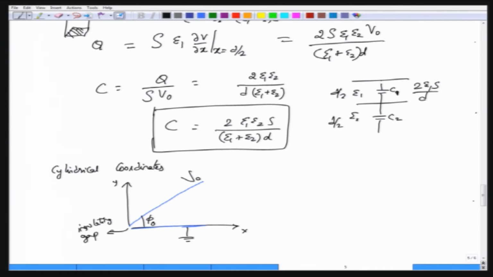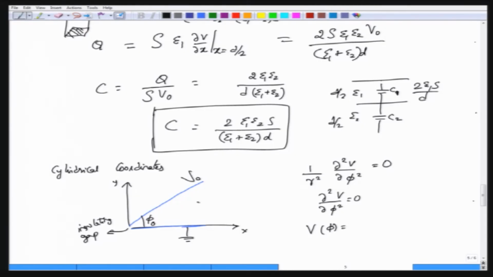For cylindrical coordinates, the Laplacian term for phi is 1 by r square del square v by del phi square. This must be equal to 0, and for a finite value of r that we are considering, 1 by r square cannot be 0. Therefore, I have del square v by del phi square equal to 0, leading me to V as a function of the angle phi.